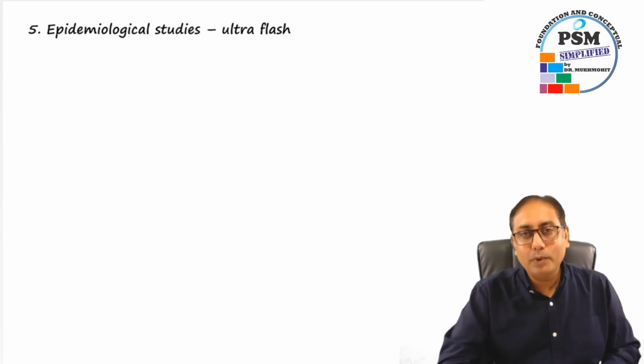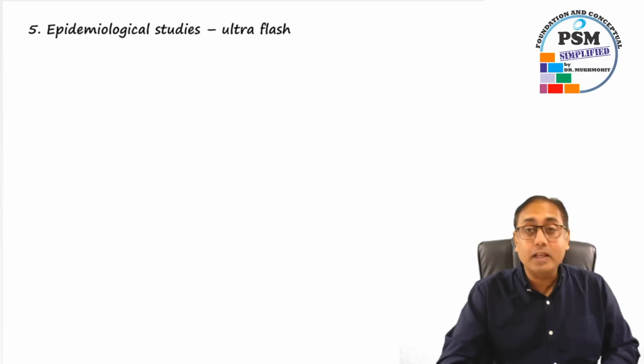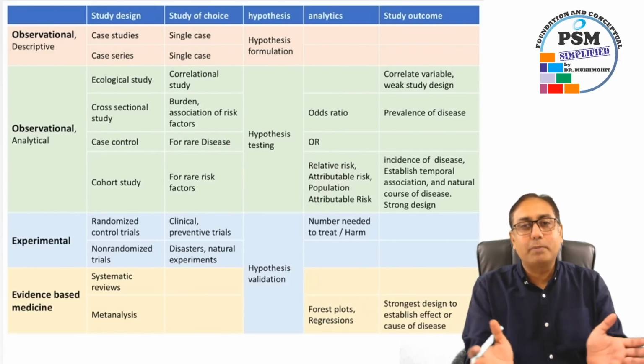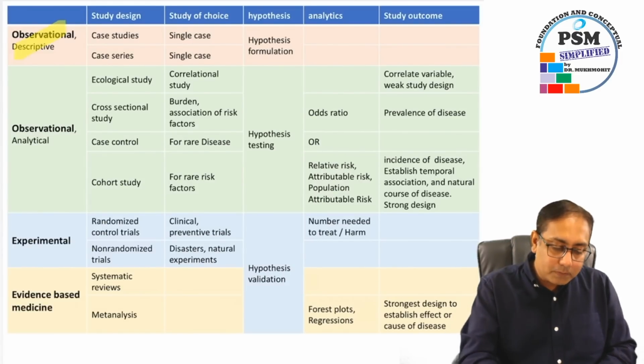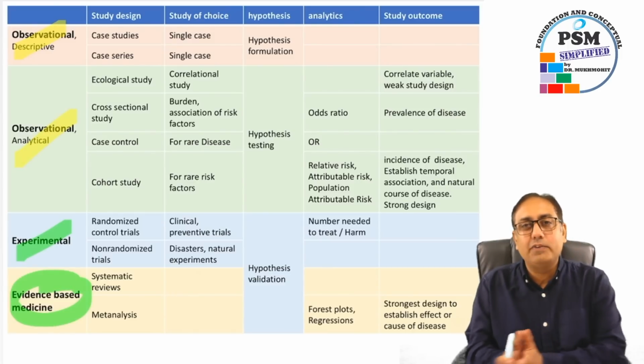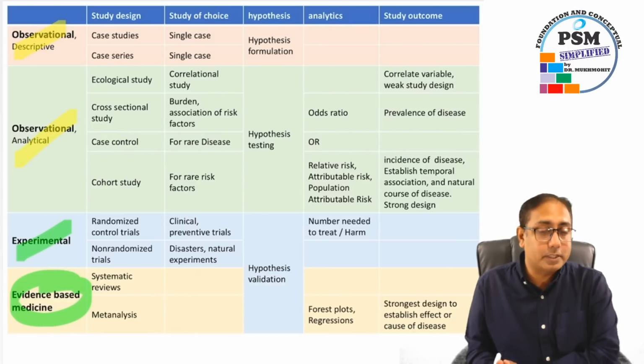A very quick review about epidemiology, very frequently asked in your INICET exam. We already know there are 2 broad branches: either we can have observational studies, or we can have experimental studies, and there is a third branch that is technically different, that is evidence-based medicine.